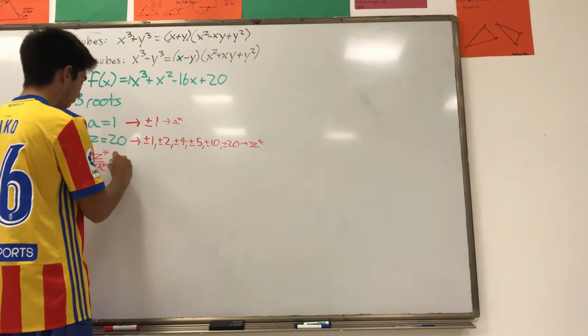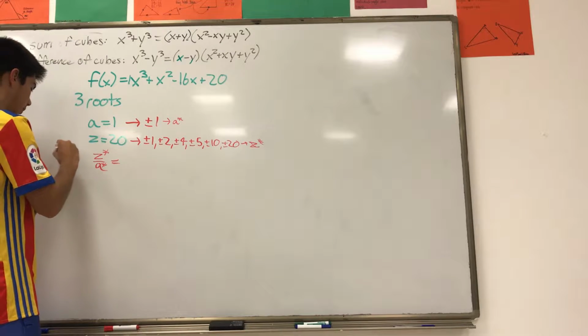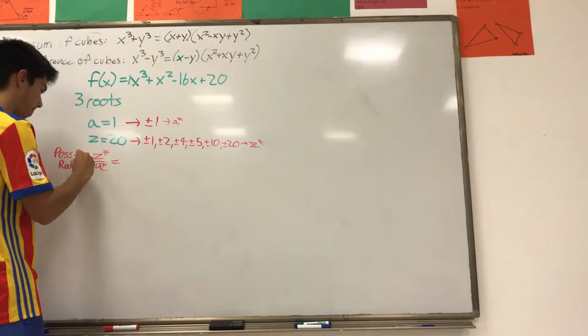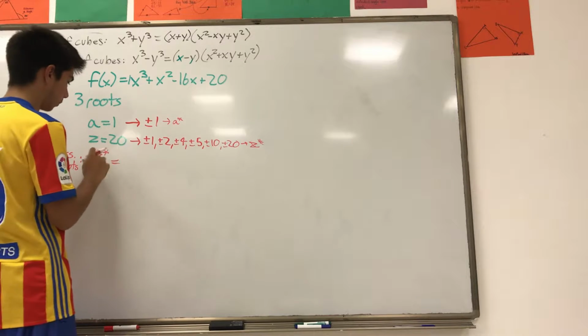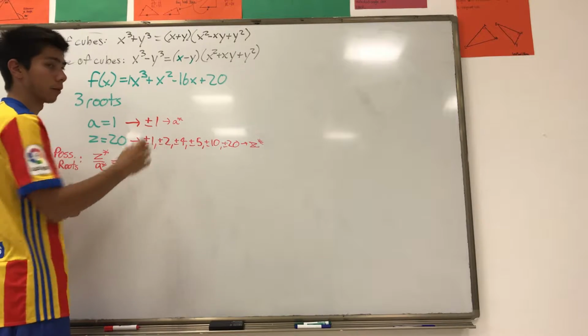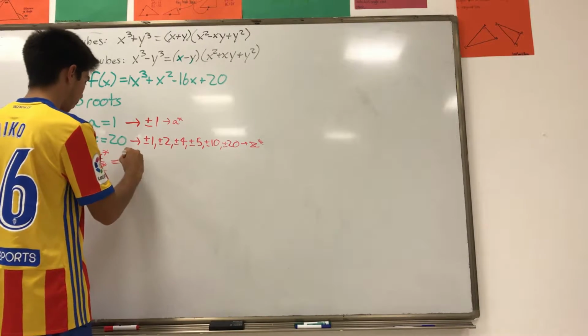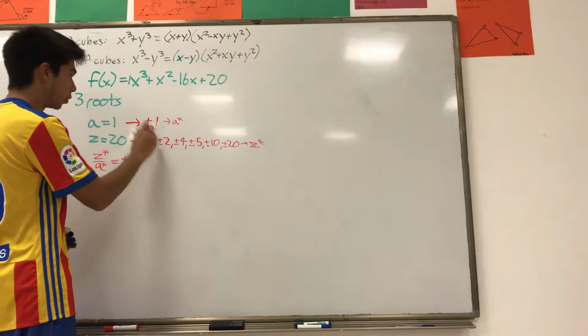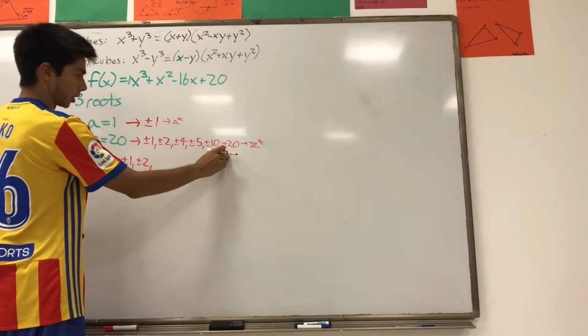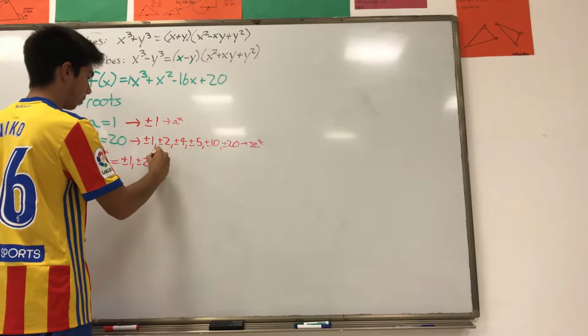So these are my possible roots. My possible roots are z star over a star, so I'm going to start over here. Plus minus 1 over plus minus 1 is just plus minus 1. Plus minus 2 over plus minus 1 is plus minus 2. You'll notice it's actually just going to be the same list because my denominator is always 1.